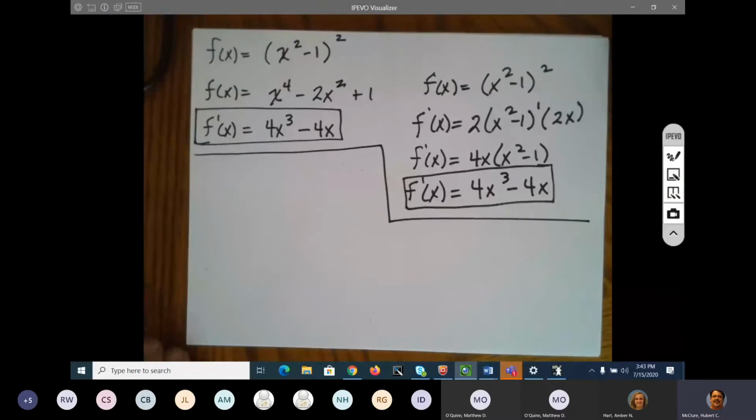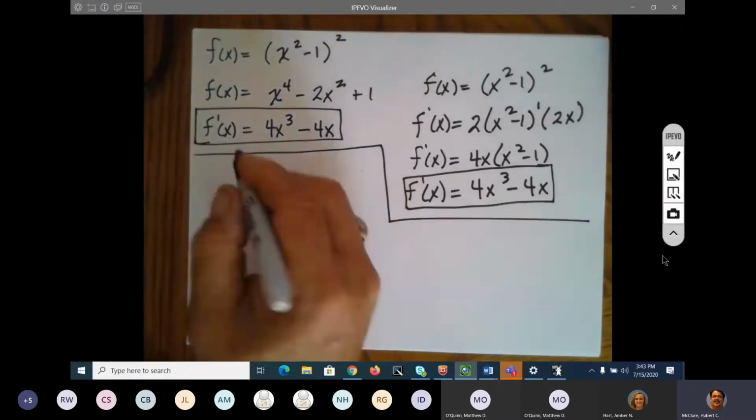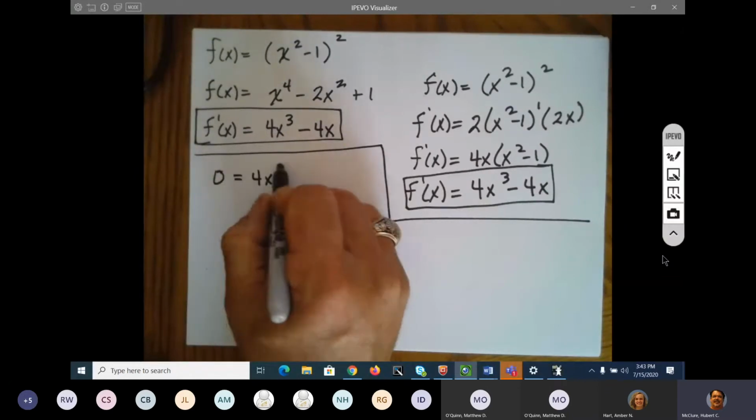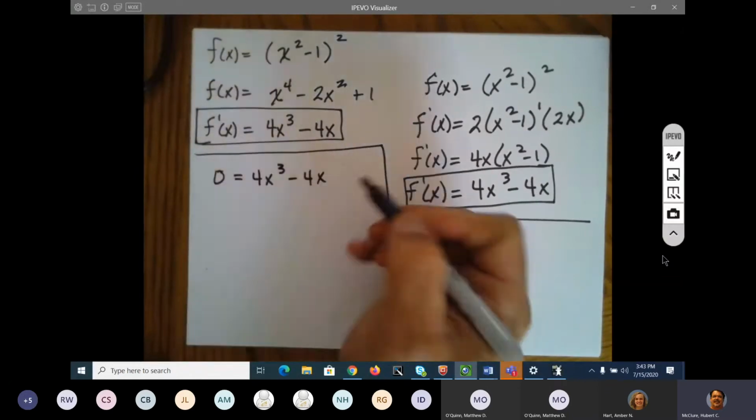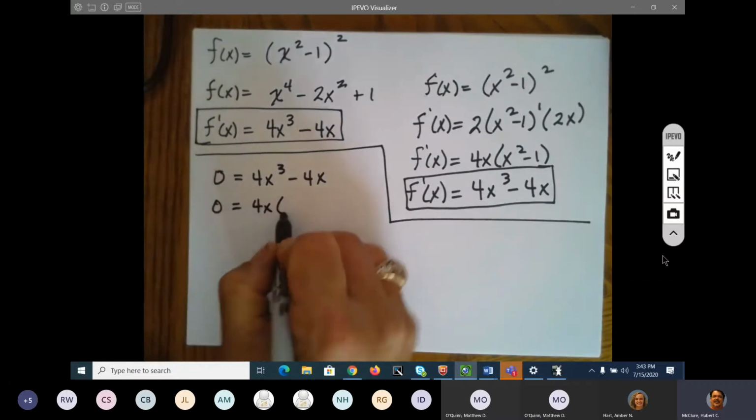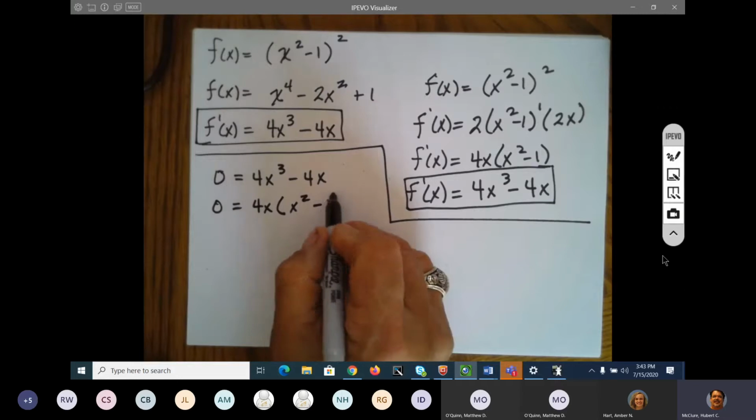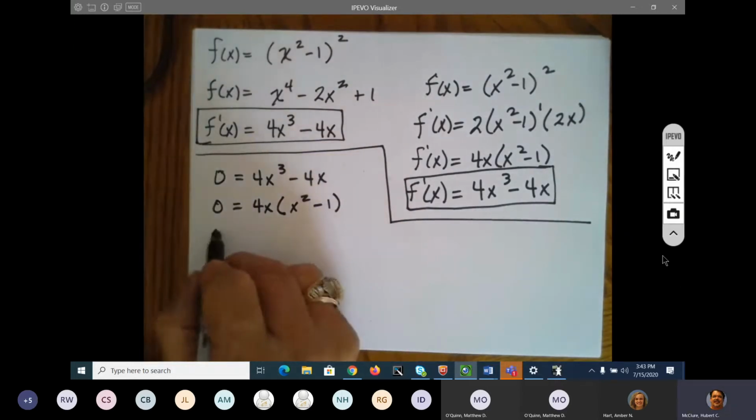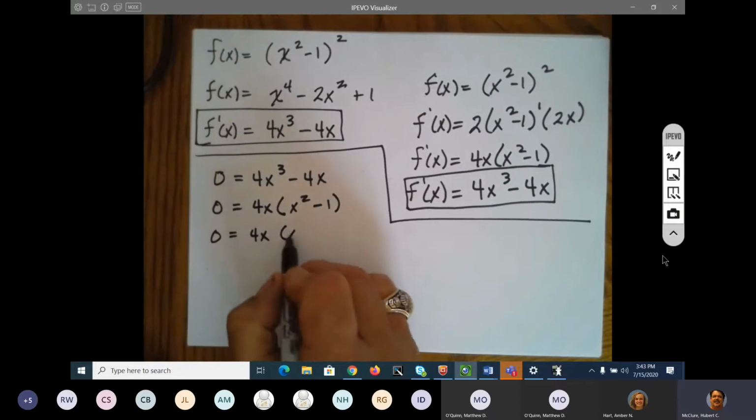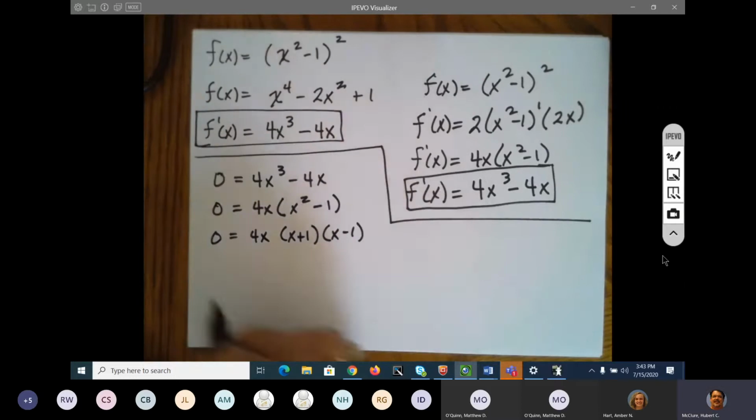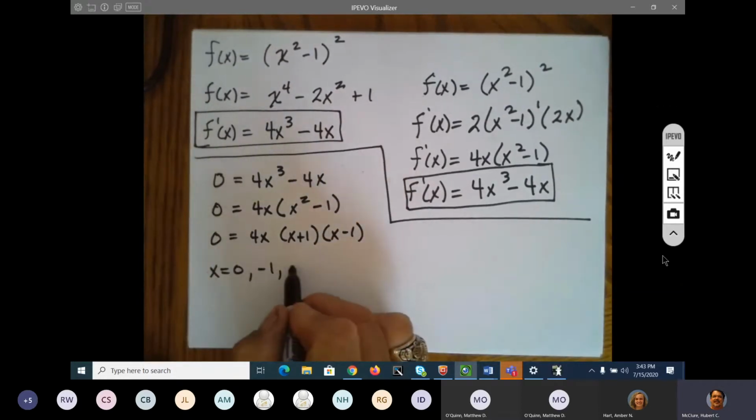Hopefully nobody's doing that. All right, so set equal to 0. 0 is equal to 4x to the third minus 4x. Did I mention that all this is algebra? 4x, that's x squared minus 1. And that's 0 equals 4x times x plus 1 times x minus 1, so x is equal to 0, negative 1, and positive 1.